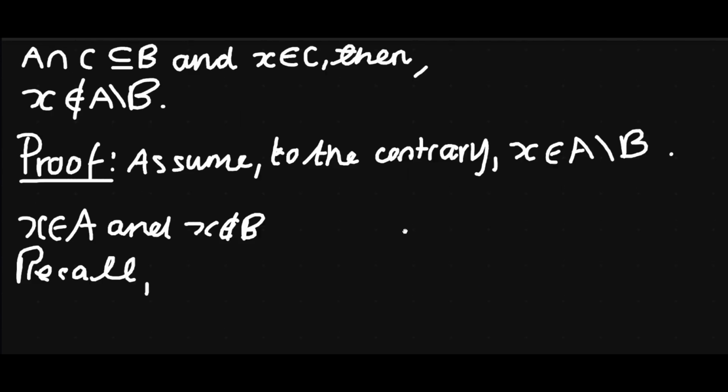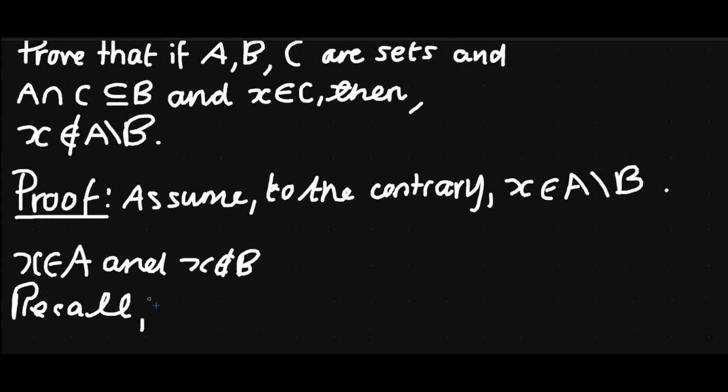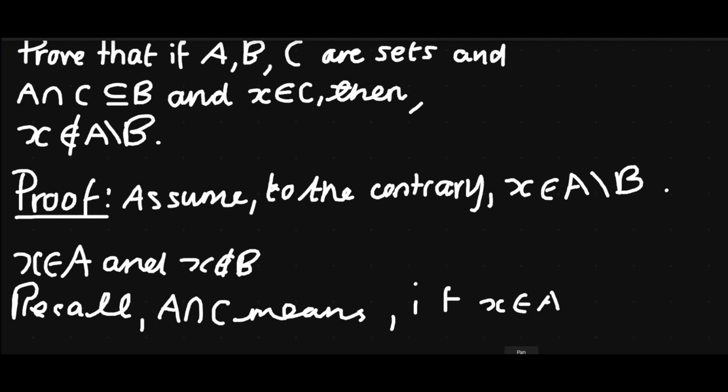Okay, and now recall that we have A intersect C. What does this mean? It means that X is in A, no, sorry, it means that X is in A and X is in C. Okay, it's in both of them.